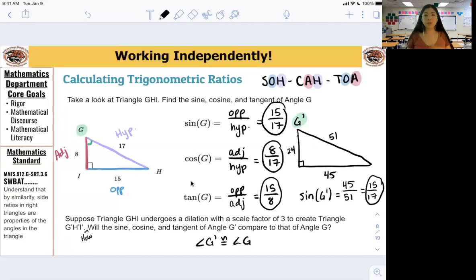And that just goes to show, since dilations preserve angle measurements, sine, cosine, and tangent are going to be exactly the same for similar triangles. So if you know that the two triangles are similar, then the sine is going to be the same, the cosine is going to be the same, and the tangent is going to be the same for both triangles. Any questions on that? Awesome. All right.